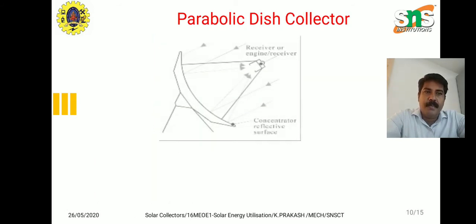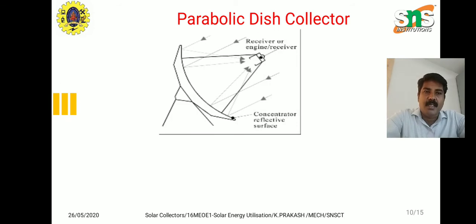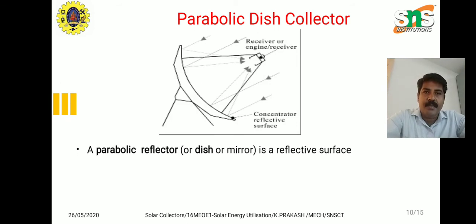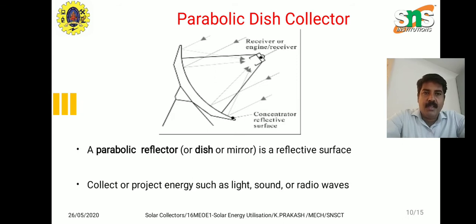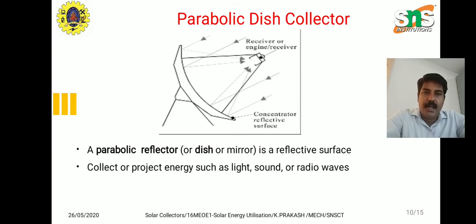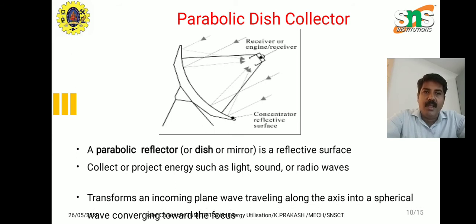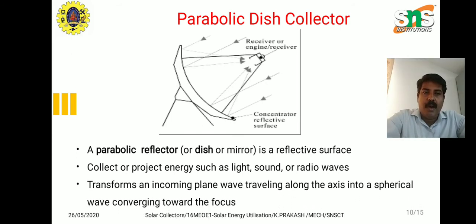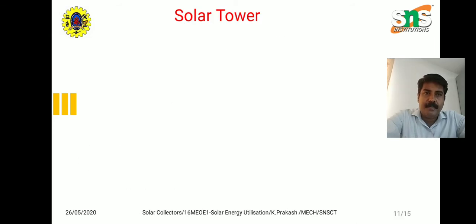So next is the parabolic dish collector, which we have discussed. Here, as the concentrating reflecting surface, we can use a dish or a mirror, and we can project the sunlight to a particular point. So all the incoming plane waves traveling along the axis are turned into a spherical wave converging towards the focus. This is the principle behind these parabolic dish collectors.